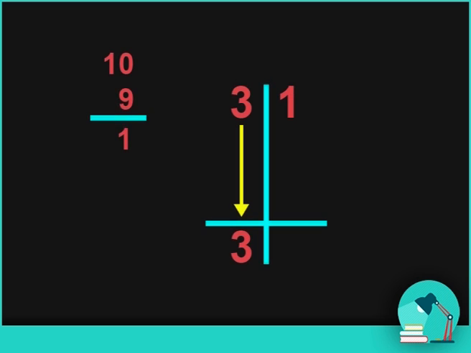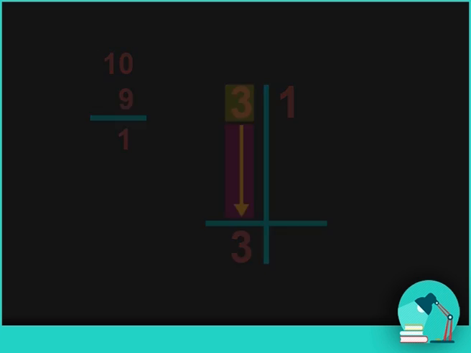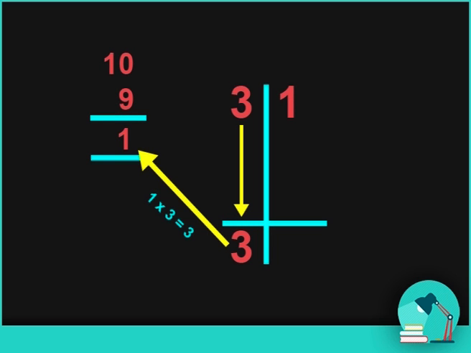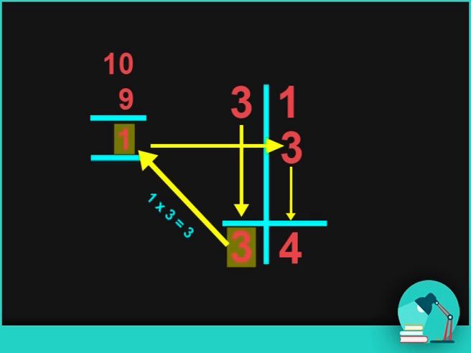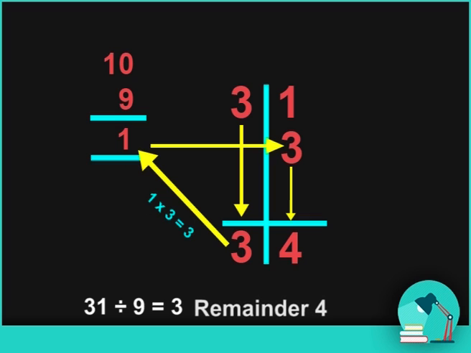In the first step, we will bring down the first digit, that is 3. Next, we multiply 3 with the difference 1. The product of 3 and 1 is 3, which is written below 1. The sum of 3 and 1 is 4, which is the remainder. Thus, when 31 is divided by 9, the quotient is 3 and the remainder is 4.